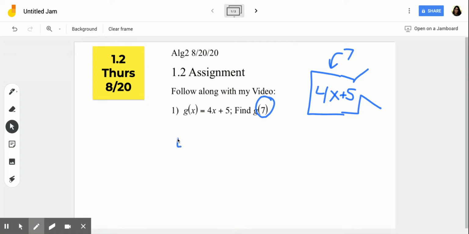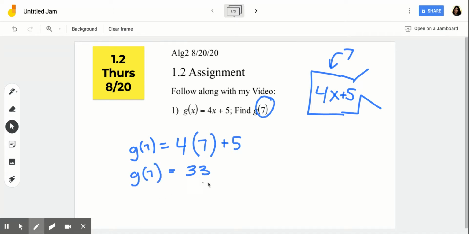So really the math I want you guys to show me is g of 7. So g of 7 equals 4 times x. Well, x is going to be 7. We're going to input a 7 plus 5. Now, the rest of this math is very easy. 4 times 7 is 28, and 28 plus 5 is 33. So g of 7 equals 33.